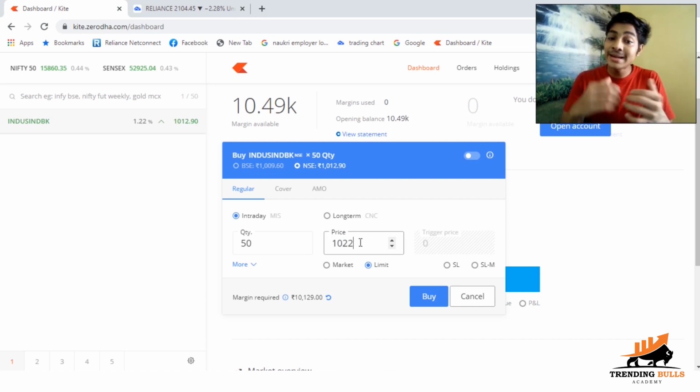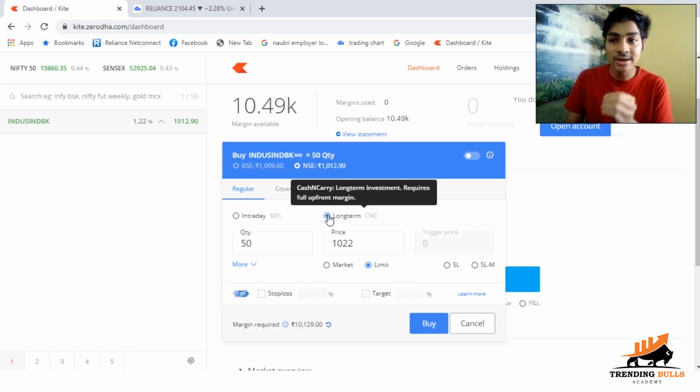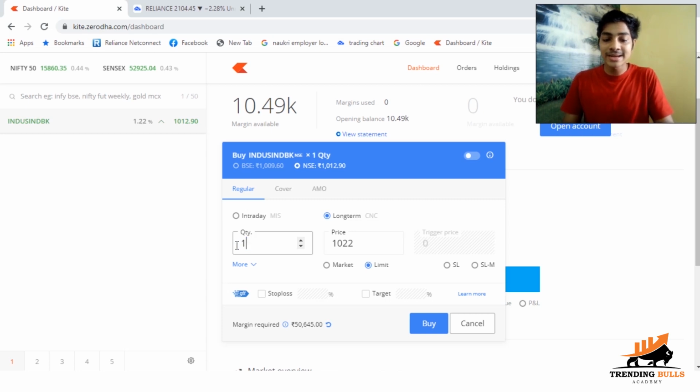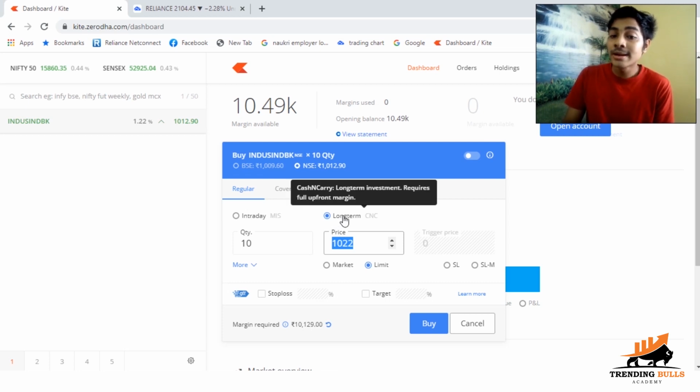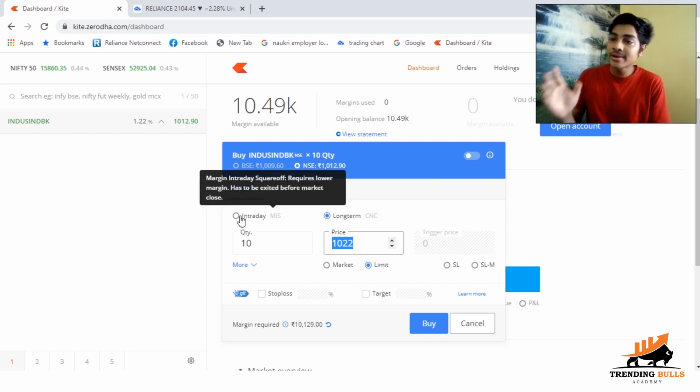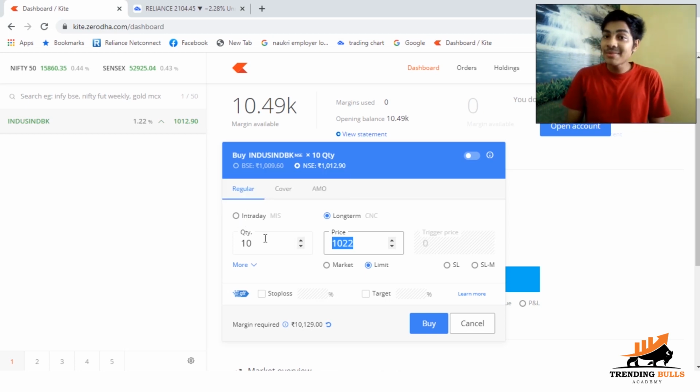1022. The price increased by 10 rupees. So you have 50 quantities now. So 10 rupees into 50, so 500 rupees will be the profit. Whereas if you had bought in long term with full capital, you would be making money on just 10 quantities into the difference between your buying price and the selling price, that is 10 rupees. So you would make 100 rupees profit if you had bought in long term, whereas you would have made 500 rupees profit if you had bought it in the intraday option. So that becomes your first advantage of intraday, that you get leverage.